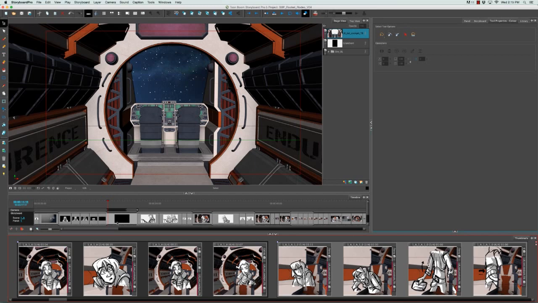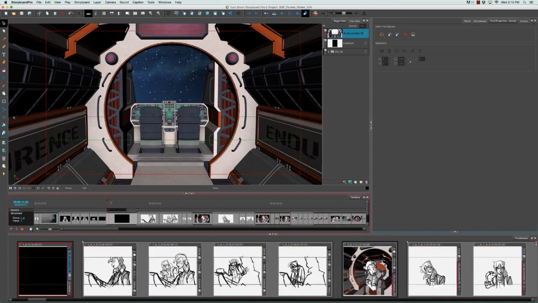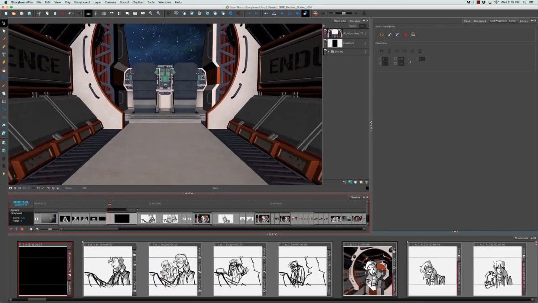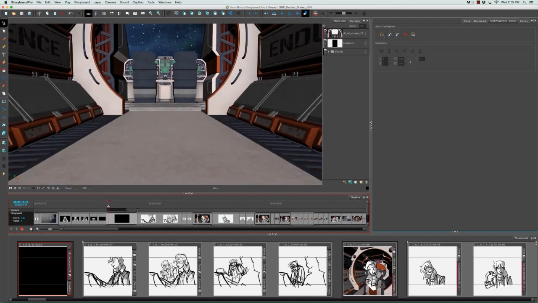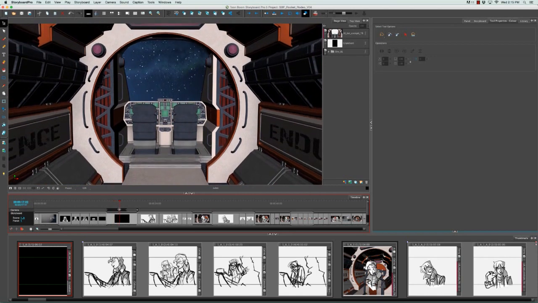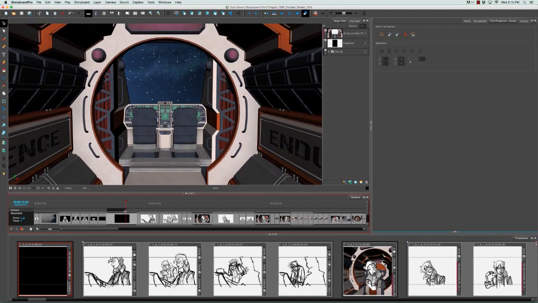So one example I have here is actually of a pan, and instead of a left to right pan, it's actually an up to down pan. So I'm just going to scroll across here. So you can see that the camera moves from the floor of the cockpit of this spaceship up until about, I don't know, human head height.